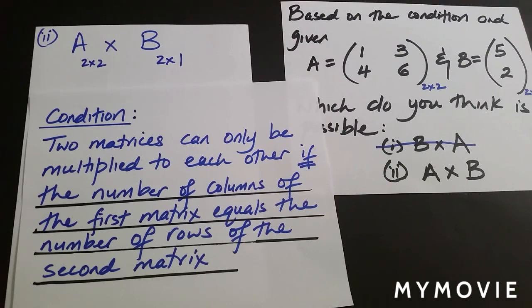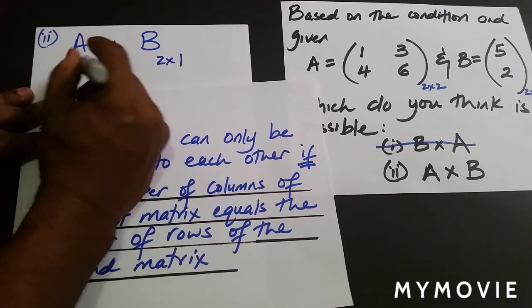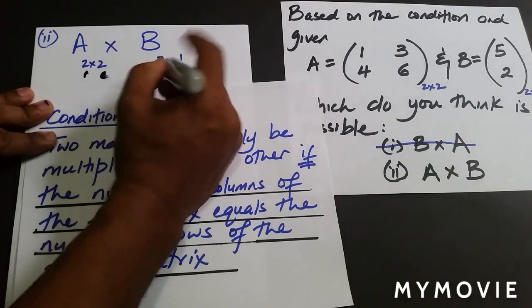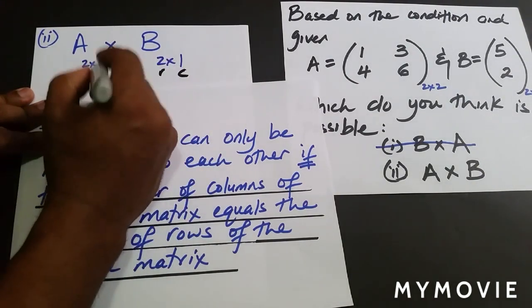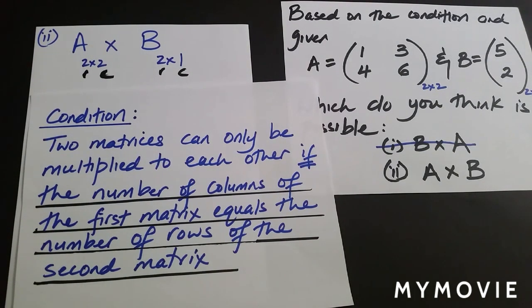columns of the first matrix, which here is A, so let me denote again: this is row, column. Row always comes first and then column. So two matrices can only be multiplied to each other if the number of columns of the first matrix equals the number of rows of the second matrix.